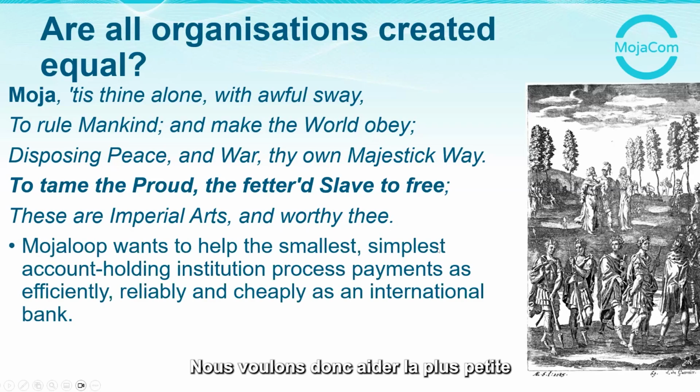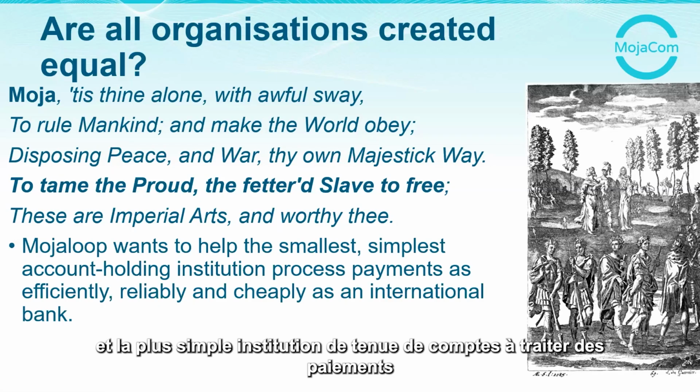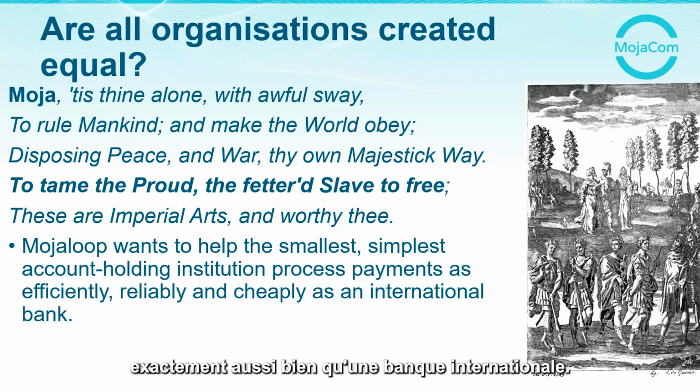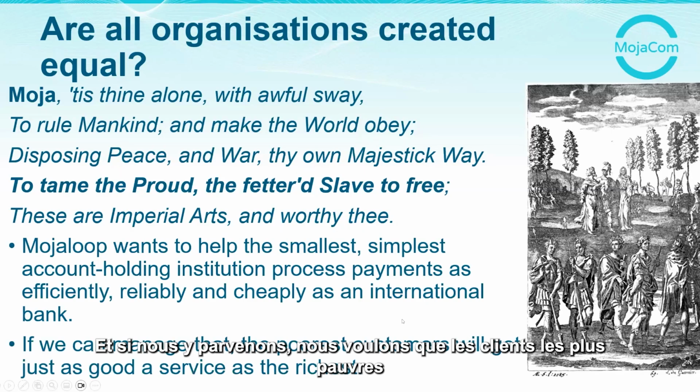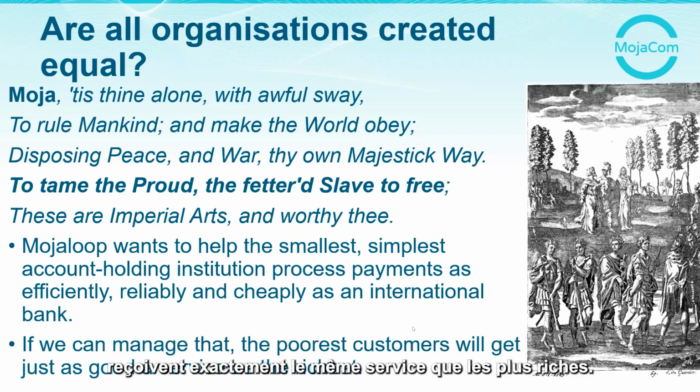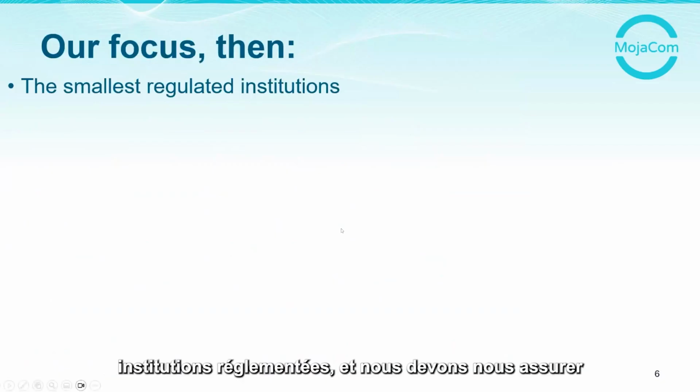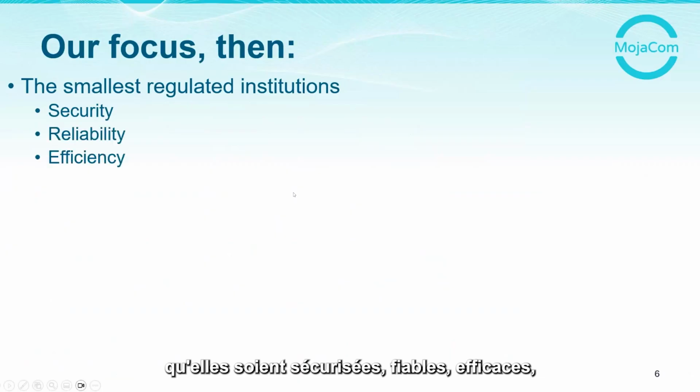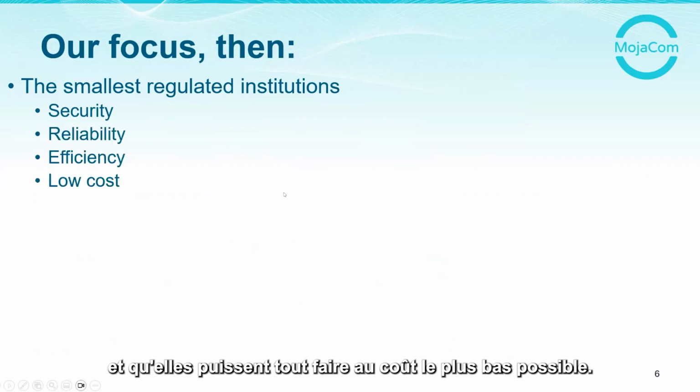So we want to help the smallest and simplest account holding institution process payments exactly as well as an international bank does. And if we can manage that, we want the poorest customers to get exactly as good a service as the richest. That's one of the things that we're here for. So our focus is on the smallest regulated institutions, and we need to ensure that they are secure, reliable, efficient, and that they can do everything at the lowest possible cost.